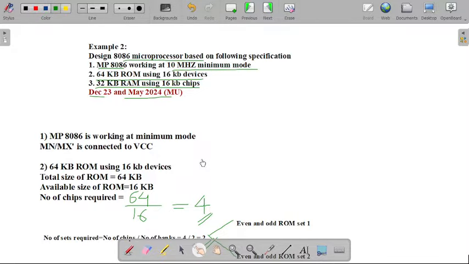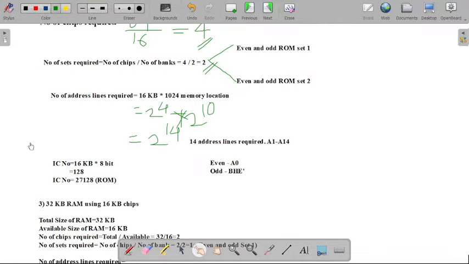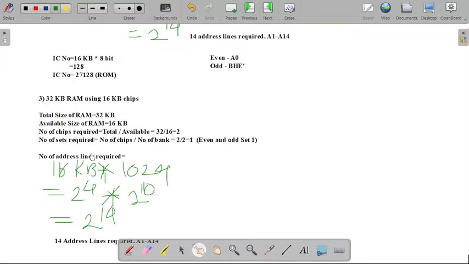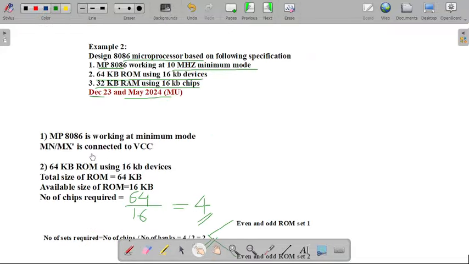The three statements are given. Based on those three statements, we have calculated the number of chips required, the number of sets required, the number of address lines required, and the IC number for our RAM as well as our ROM. Now we will begin with the actual drawing of our memory interfacing with the 8086 microprocessor, the RAM and ROM interfacing structure.